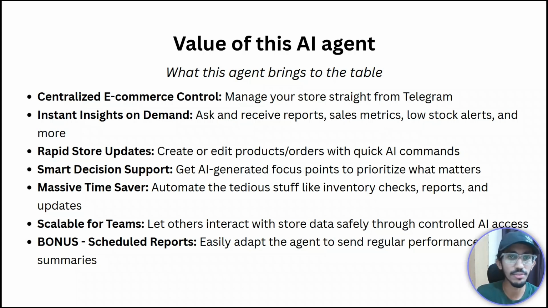So, a massive time saver. It can automate the tedious stuff, inventory checks, pulling routine reports, simple product updates. This frees you up for strategic work. It's scalable for teams, so you could potentially let other team members interact with store data safely through this controlled AI access without giving them full Shopify admin rights for everything. This is the big one. And then that bonus, scheduled reports. While we are demoing with a chat trigger, it's super easy to set up this agent to send you regular performance summaries automatically on a schedule, like daily, weekly, or whatever you wish.